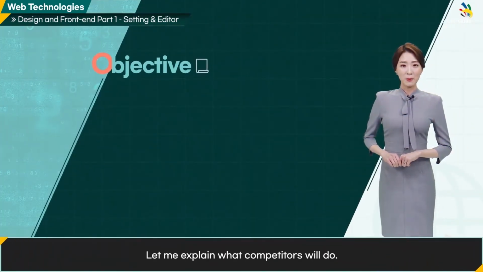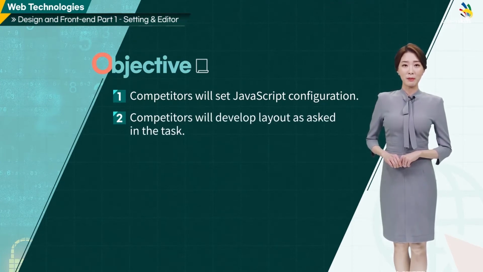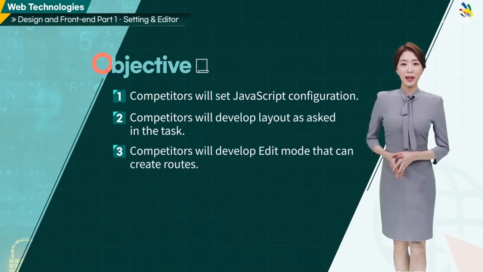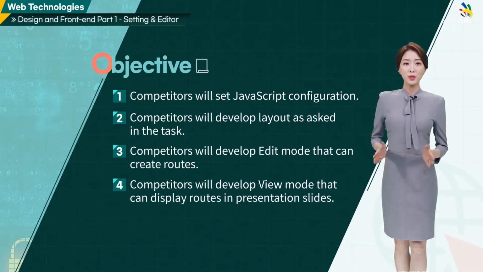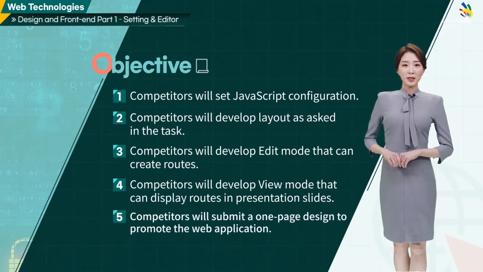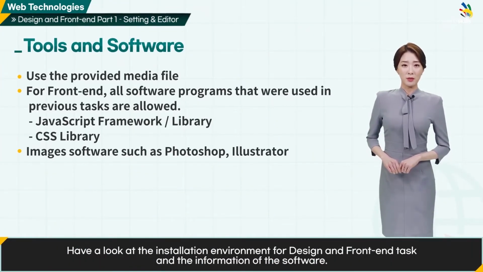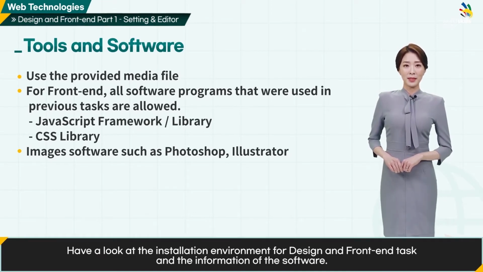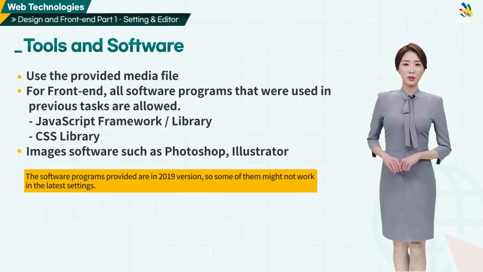Let me explain what competitors will do. First, competitors will set JavaScript configuration. And competitors will develop layout as asked in the task and implement edit mode that can create routes. In addition, competitors will implement view mode that can display routes in presentation slides and submit a one-page design to promote the web application. Have a look at the installation environment for design and front-end task and the information of the software. The software programs provided are in 2019 version, so some of them might not work in the latest settings.